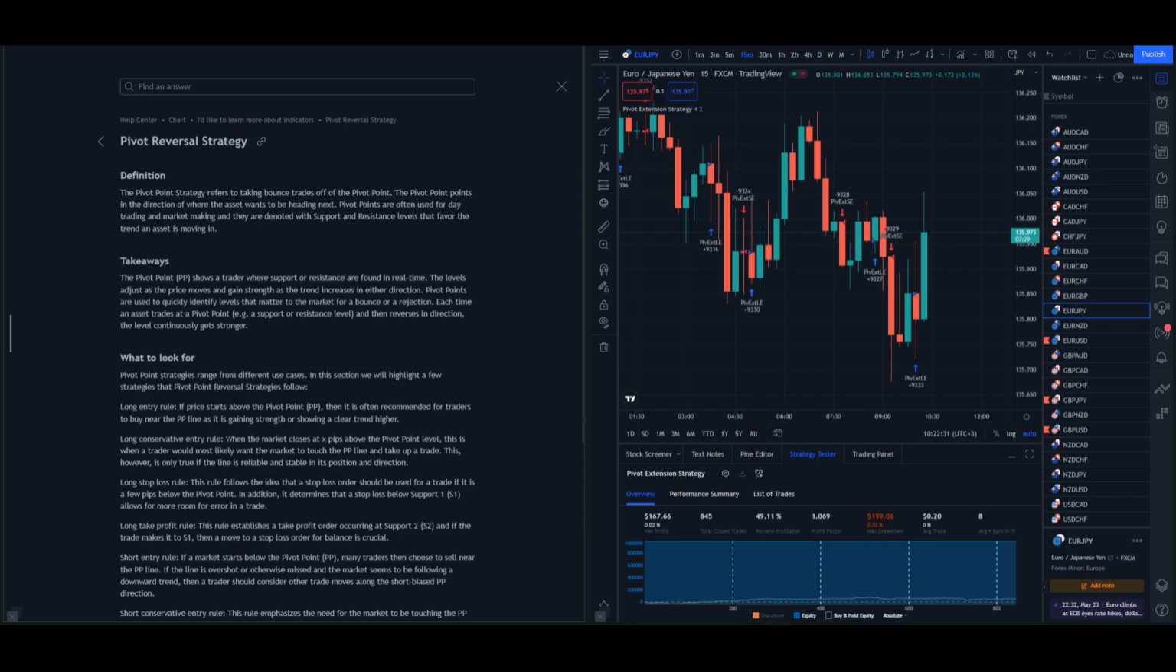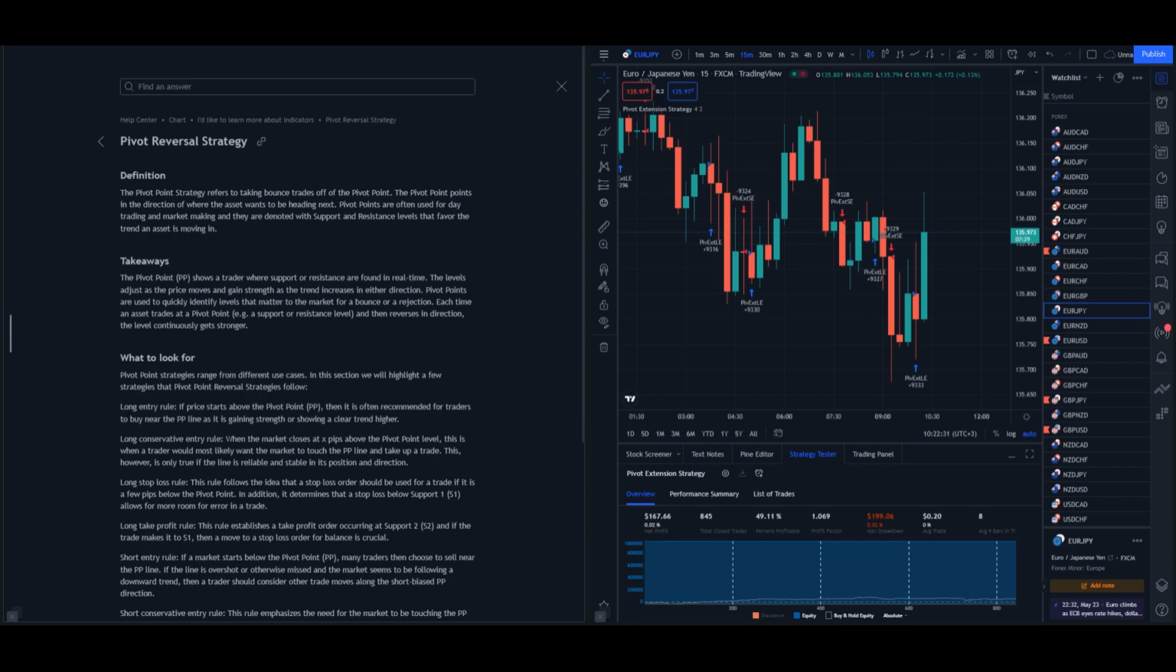Takeaways. The pivot point, PP, shows a trader where support or resistance are found in real time. The levels adjust as the price moves and gain strength as the trend increases in either direction. Pivot points are used to quickly identify levels that matter to the market for a bounce or a rejection. Each time an asset trades at a pivot point, e.g. a support or resistance level, and then reverses in direction, the level continuously gets stronger.